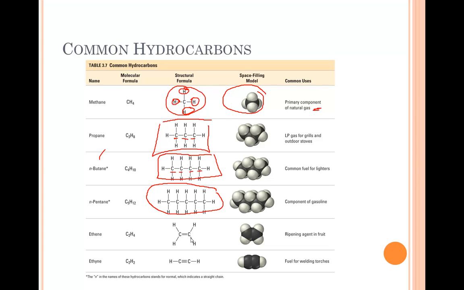Ethene is used to ripen grapes. Notice that even though it's a double bond here, we have 1, 2 lines here, then 3, 4. It still has 4 lines. Every single one of these has carbon with 4 lines attached. And then ethyne is for welding torches. Once again, 3 lines going between them, and then another line here to make 4. And that's your extremely brief overview of what organic compounds are.